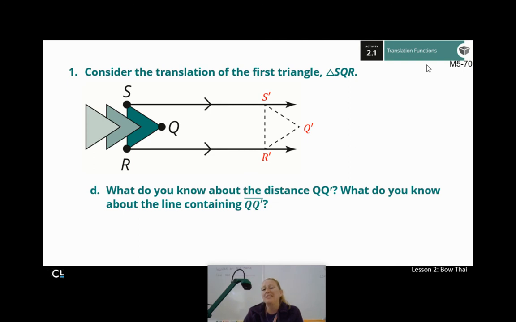What do you know about the distance Q to Q prime? And what do you know about that line that contains Q to Q prime? Hit pause, jot down your thoughts, hit play to check your work.